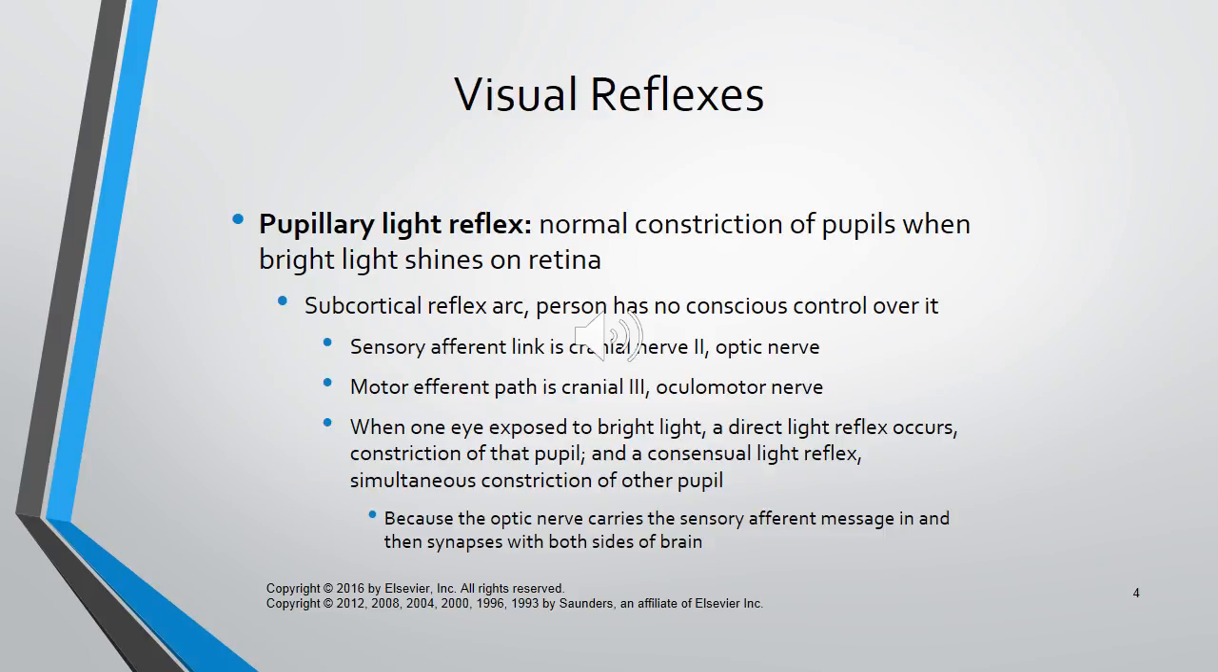There are three different visual reflexes in the eye. The first is the pupillary light reflex, which is a normal constriction of the pupil when exposed to bright light. It's mediated by cranial nerves 2 and 3, and the normal response that you would see is constriction of the pupil when exposed to bright light, and then dilation of the pupil when that light is removed.